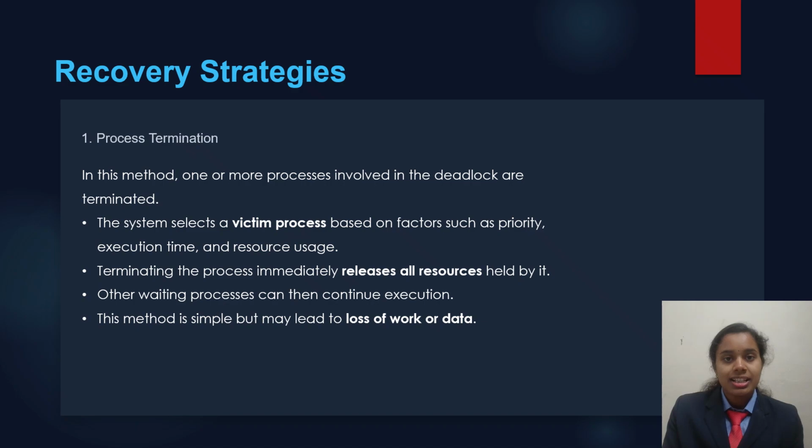Deadlock recovery strategies. There are different deadlock recovery strategies. First one is process termination. In this method, one or more processes involved in the deadlock are terminated. The system selects a victim process based on factors such as priority, execution time, and resource usage. Terminating the process immediately releases all the resources held by it. The other waiting processes can then continue execution. This method is simple but may lead to loss of work or data.